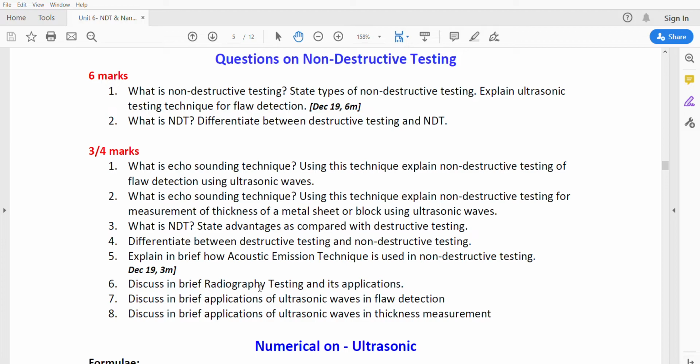The seventh question is ultrasonic waves in flaw detection and ultrasonic waves in the thickness measurement. Same as the 6 marks question, they will give for the 4 marks also by asking separately. Flaw detection is for the 4 marks, thickness measurement is also for the 4 marks question. Okay, we'll see the numericals.